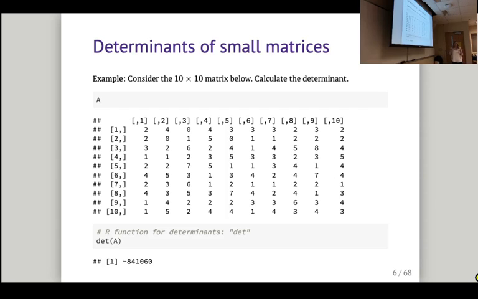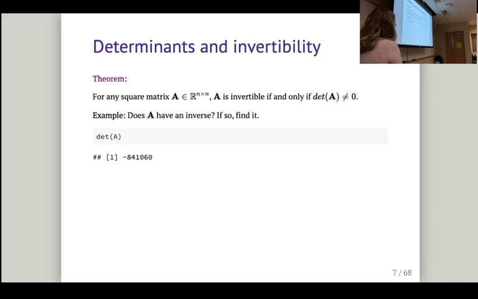So again, this is just a function that takes the matrix, does a little bit of computation with it, and maps it onto a single value. This determinant has some nice properties, or can give us some nice properties of a matrix. The first is one that we kind of intuited on Tuesday. For any square matrix, so any matrix with dimensions r by r, A is invertible or has an inverse if and only if the determinant is non-zero.